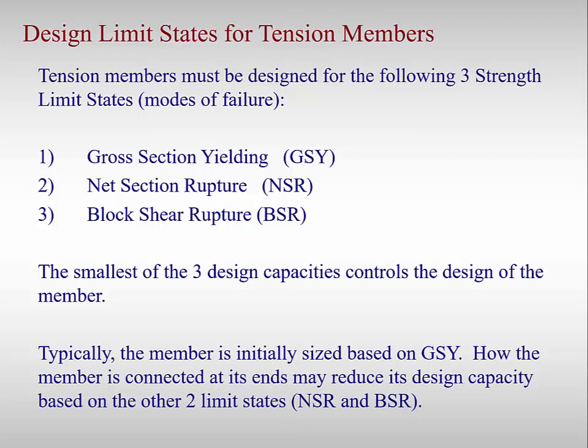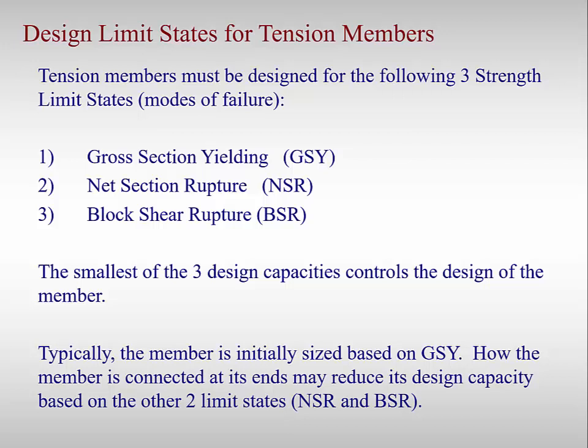As we will see, all tension members must be checked for gross section yielding and net section rupture. Bolted connections for rolled shapes usually have to be also checked for block shear rupture. The smallest calculated strength from these two or three limit states is then the member's design strength. In design, where the member must be sized for a given load combination, the initial selection is based on gross section yielding, and then once the shape is selected, the other limit states are checked.